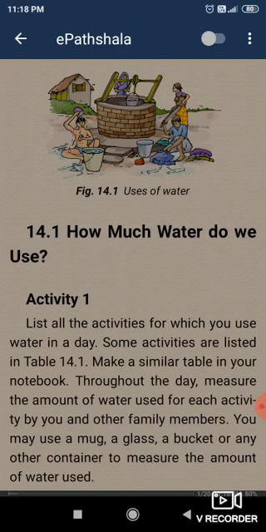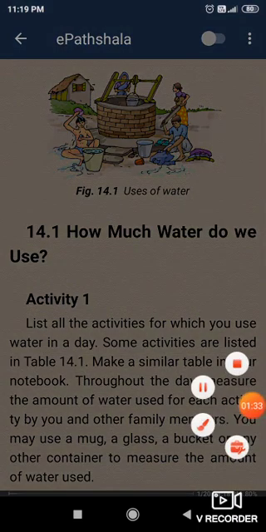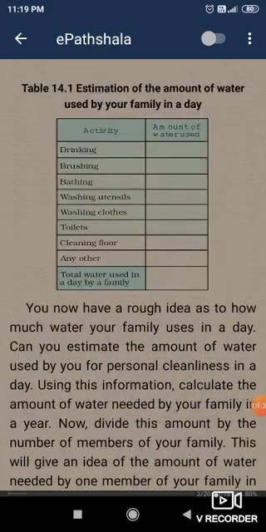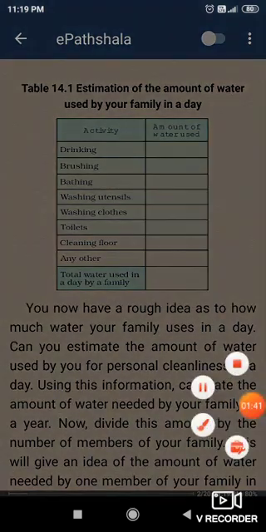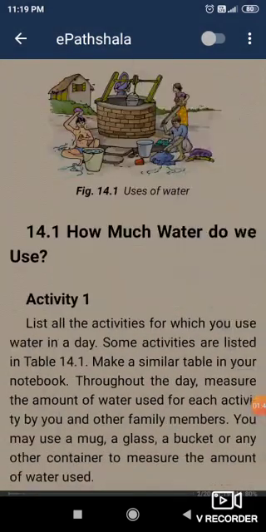Let's see. Activity 1. List all the activities for which you use water in a day. Some activities are listed in Table 14.1. Make a similar table in your notebook throughout the day. Measure the amount of water used for each activity by you and other family members. You may use a mug, a glass, a bucket, or any other container to measure the amount of water used.